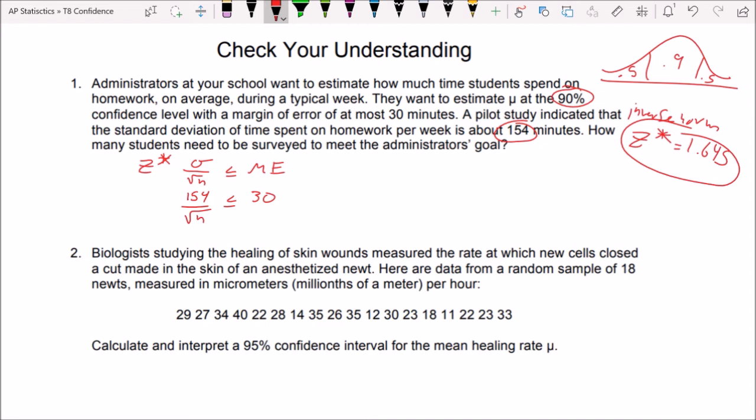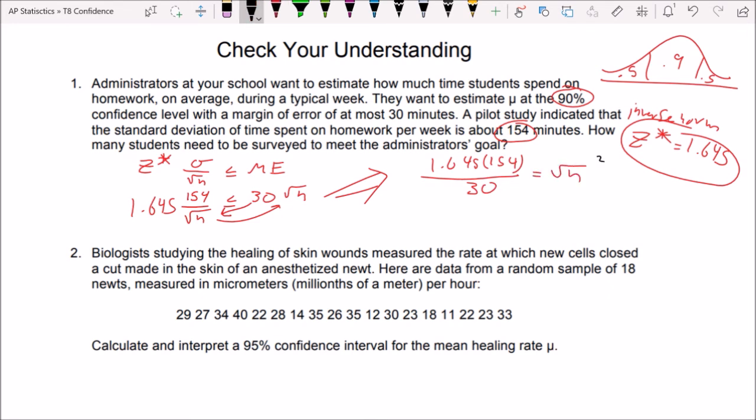So 1.645. And y'all, that's our setup right there. Okay, so now we just need to work through the algebra on this. And away we go. The way I'm going to do this, I'm actually going to multiply up the square root of n, and I'm going to divide down the 30. So let me show you what I get when I do that. I get 1.645 multiplied by 154 over 30 equals the square root of n.